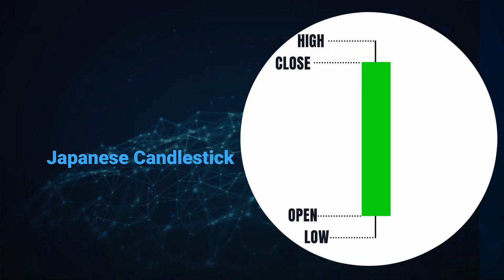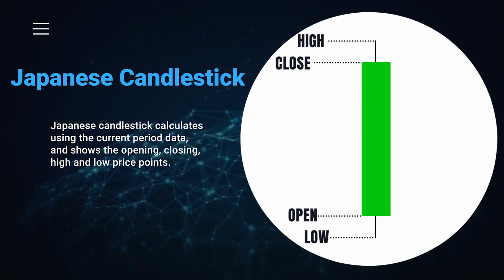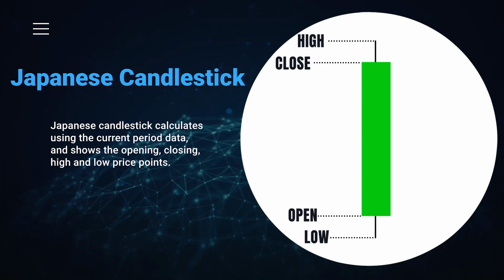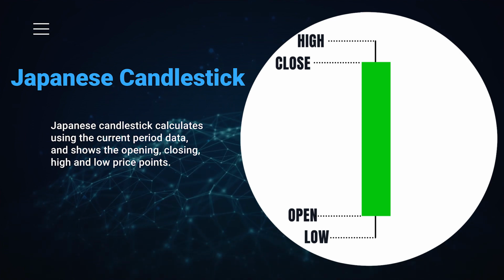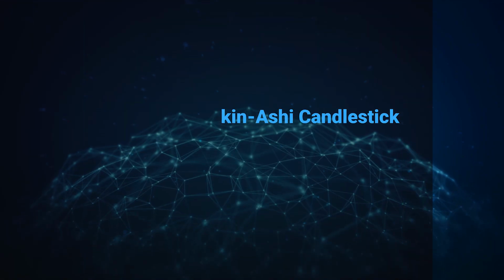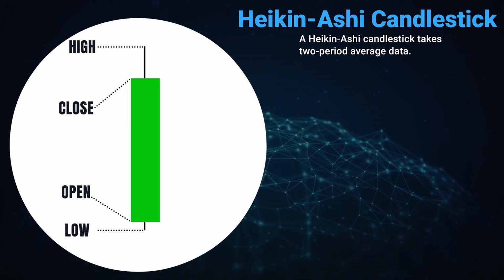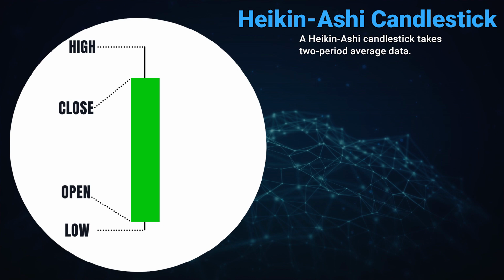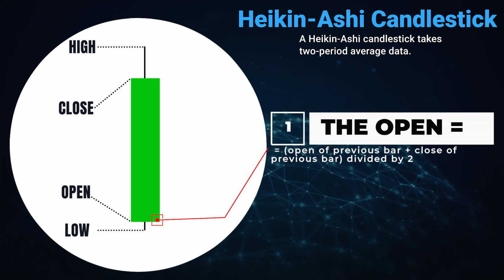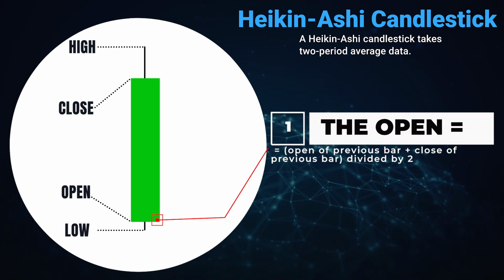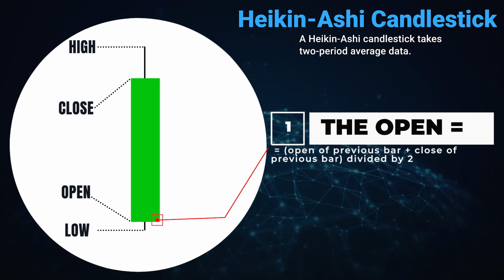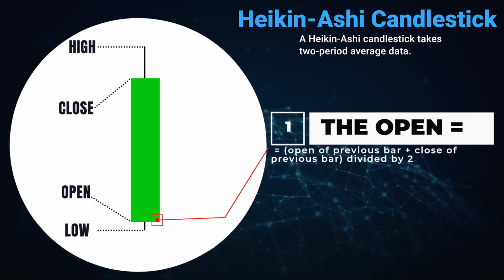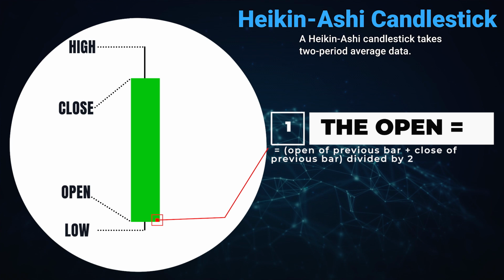Here we can see a Japanese candlestick, which is calculated using the current period data and shows the opening, closing, high and low price points. By comparison, a Heikin Ashi candlestick takes 2-period average data. To calculate the next open, we should take the open of the previous bar, add the close of the previous candle and divide it by 2.